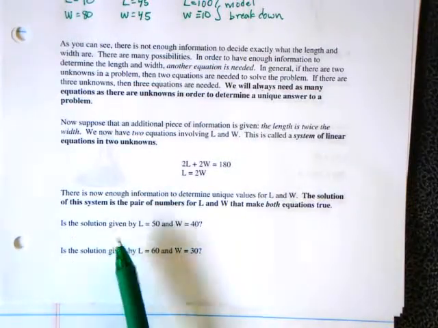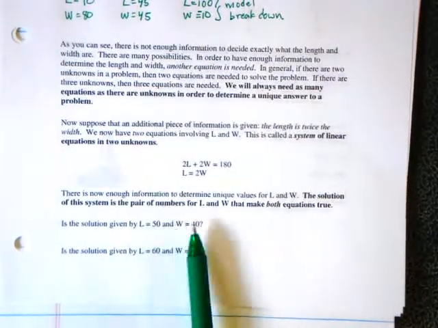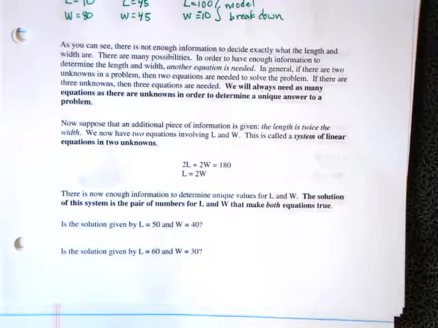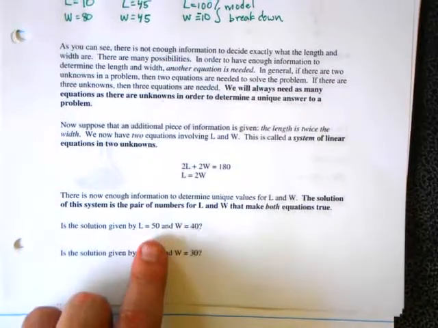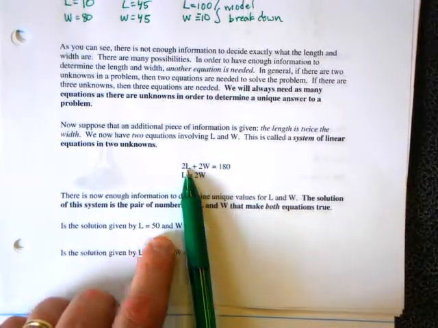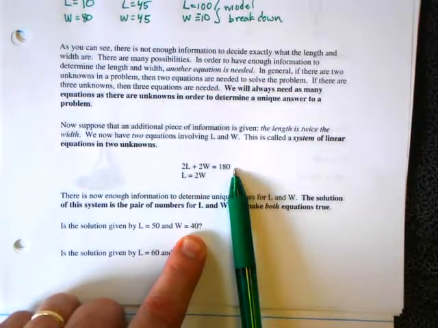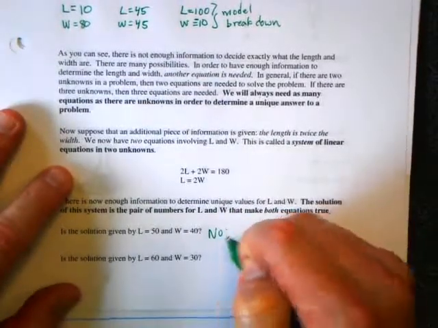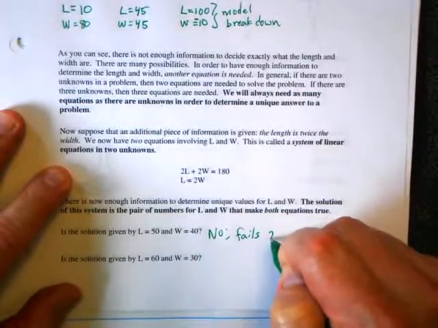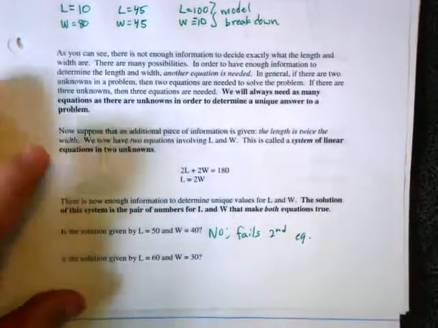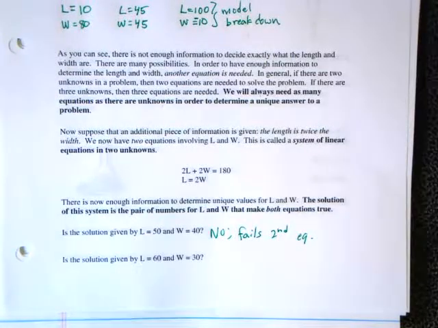So it asks, is the solution L equals 50 and W equals 40? No? Why not? It doesn't fit the second equation. It fits the first one, doesn't it? Because if I plug in 50, 2 times 50 is 100. And I plug in 40, 2 times 40 is 80. So 100 plus 80 is 180. It works in the first one. Does it work in the second one? No. So to be an answer, it's got to fit both of them, not just one, but both.